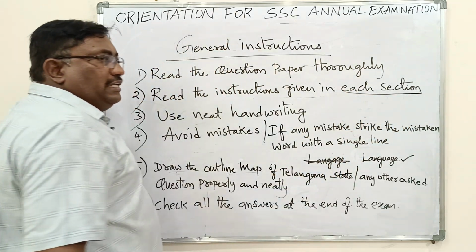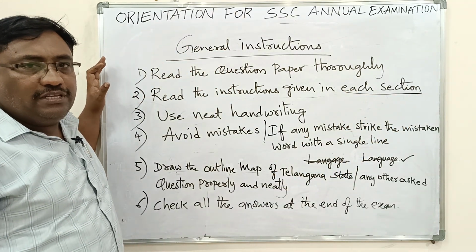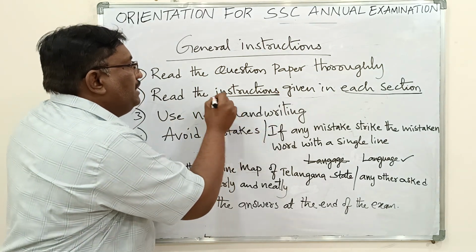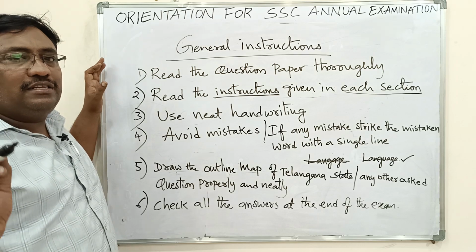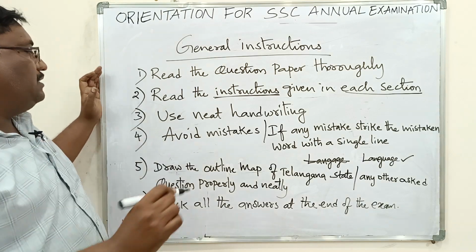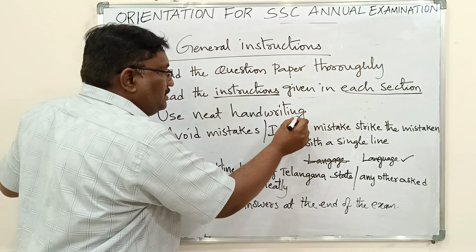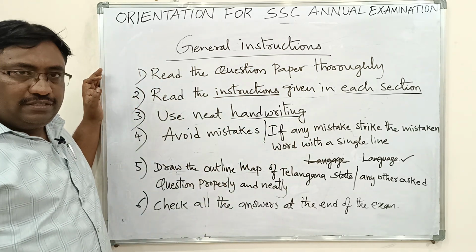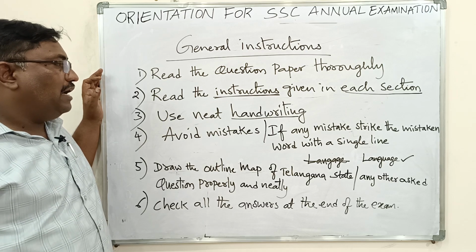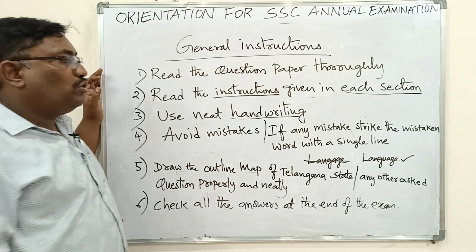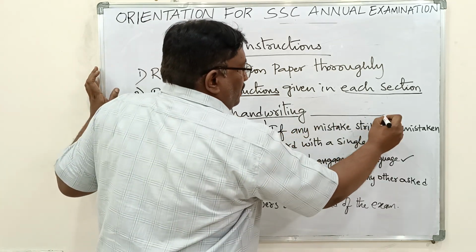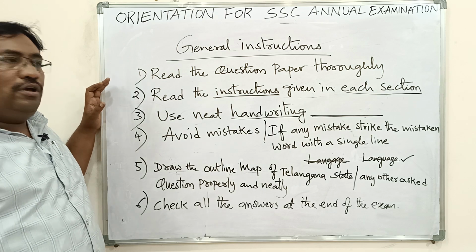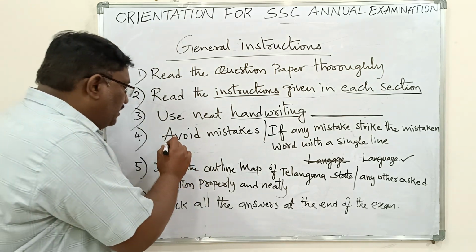As you know, we have 3 sections, section 1, section 2 and section 3. For each section some special instructions are given, so read the instructions and follow accordingly. Next, use neat handwriting. This is also very, very important. Neat handwriting will give us good marks. Try to present the answer neatly and draw a line after every answer. Separate the answers with a line, by which we can score good marks, and the paper will also appear neat.